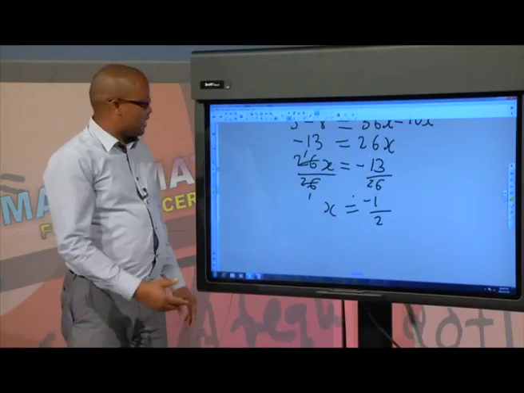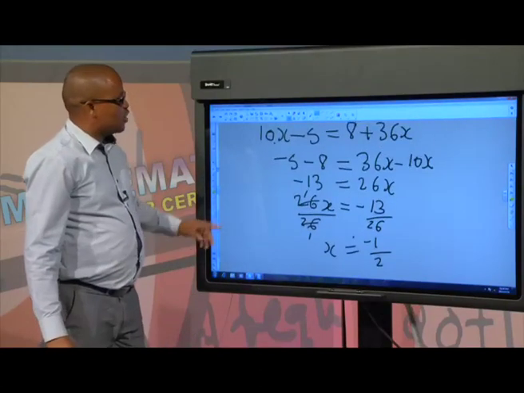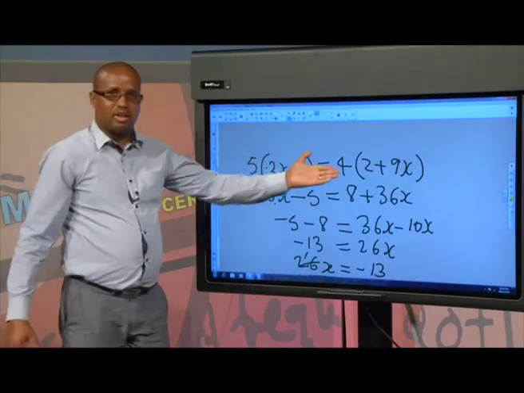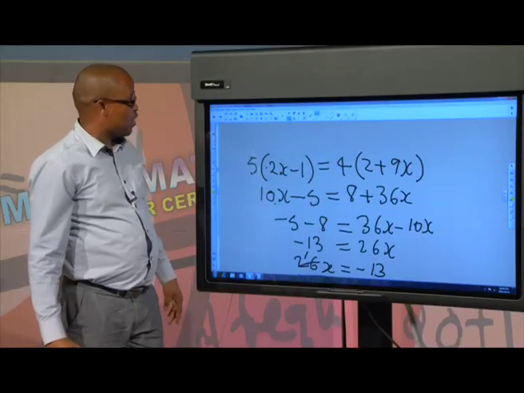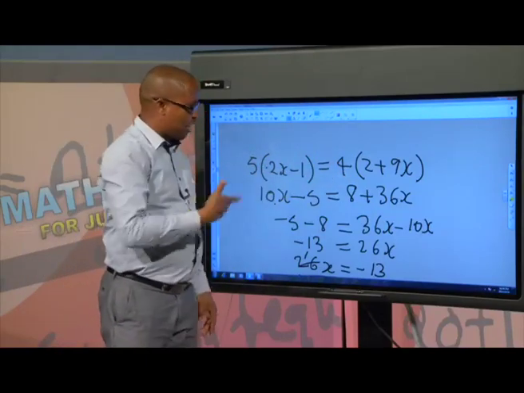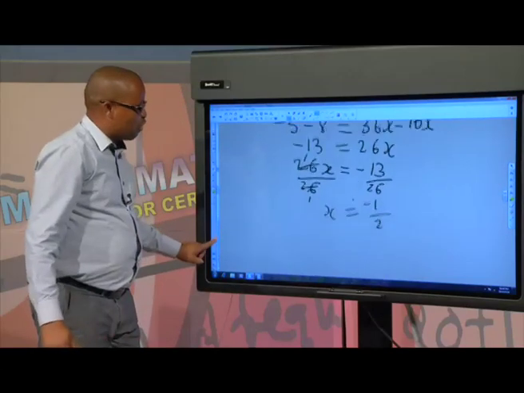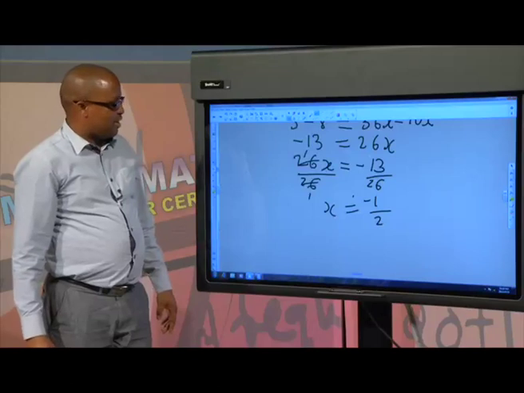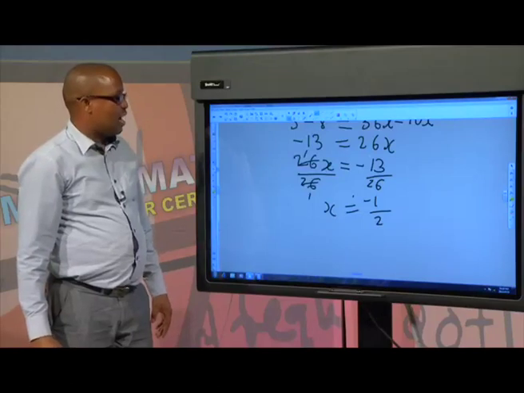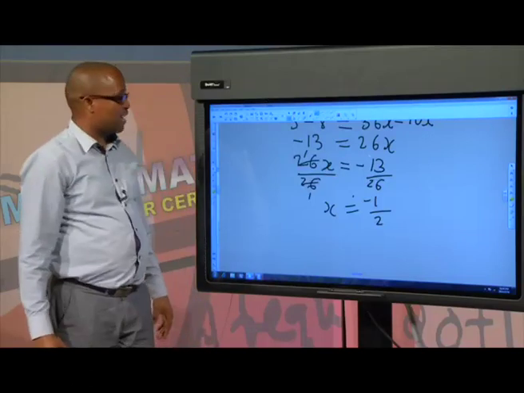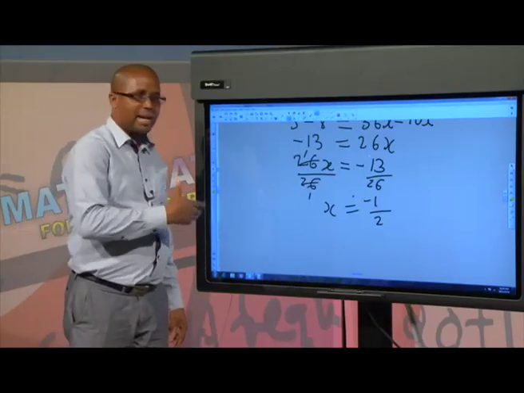We have solved an example which involves brackets on the two sides. As we look at here, you can see that there were two brackets involved on either side of the equal sign. So the principle is, let us just remove the brackets and from there collect the like terms and then solve. So in this example, we got our x as negative half. So let us remember that every time we solve equations involving brackets, we start by removing the brackets.